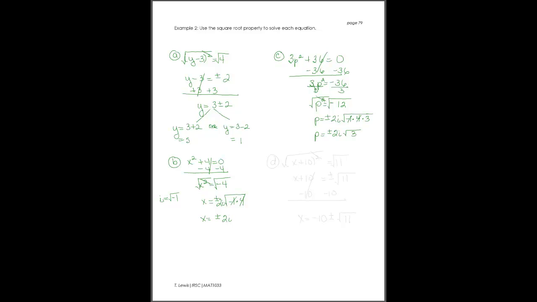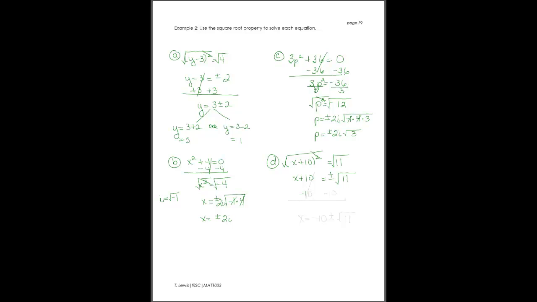Okay. And then our last example, letter D, we have here the quantity of x plus 10 squared is equal to 11. Let's solve. We're going to take the square root to both sides, and we have x plus 10 is equal to plus or minus. Now we think of the square root of 11. There are no factors that we can factor out or that are perfect squares, so we have plus or minus the square root of 11.